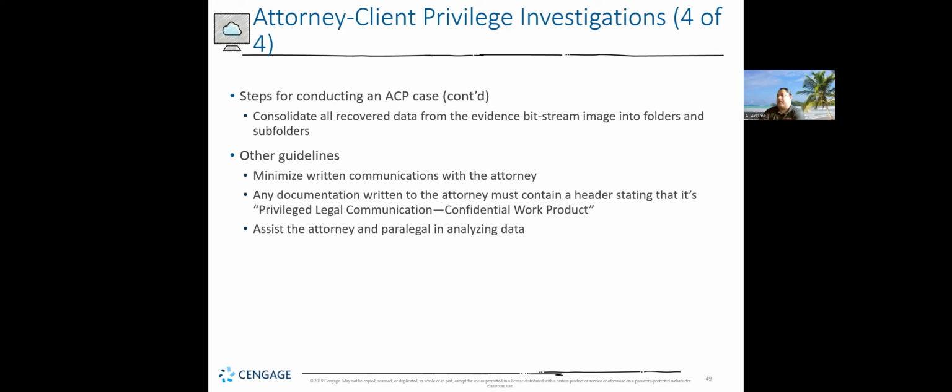Other guidelines: minimize communication with the attorney. You don't inform them of every step you take, just when you're done with what you need to do. If that makes any sense. Any documentation written to the attorney must contain a header saying that it's privileged legal communication, confidential work product. This way the attorney doesn't go blabbing to whomever that, hey, we found this from this case. That could throw you in a loop. This is the attorney and paralegal analyzing the data, so you can review it with them.